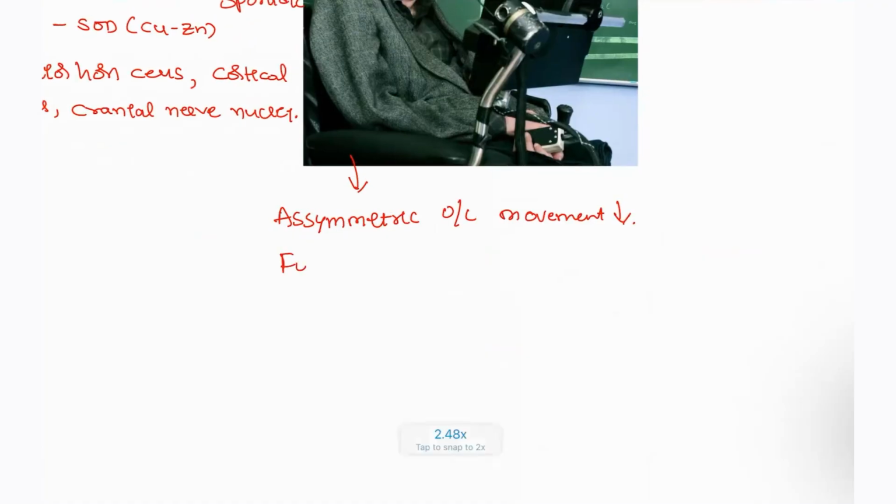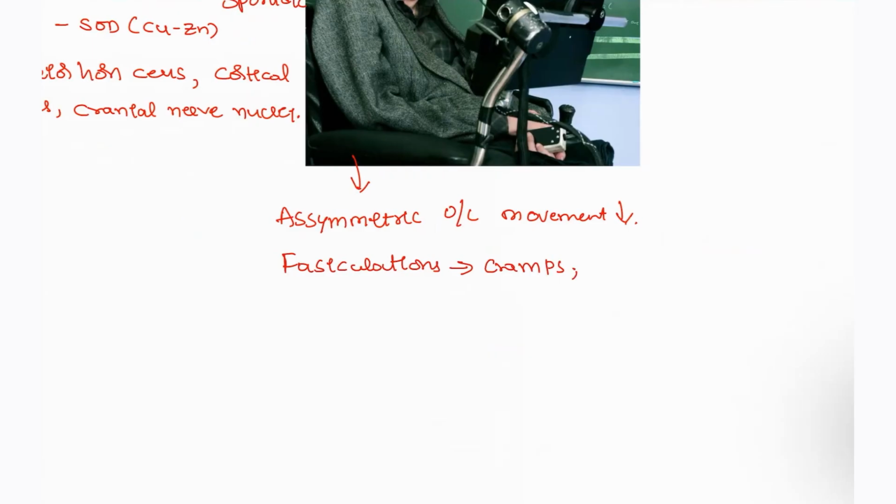And continuous fasciculations, and these fasciculations can cause cramps. Also the deep tendon reflexes will be exaggerated, because it is a combination of upper motor and lower motor neuron involvement. And which muscles are more involved, guys? Distal muscles are more involved than proximal.